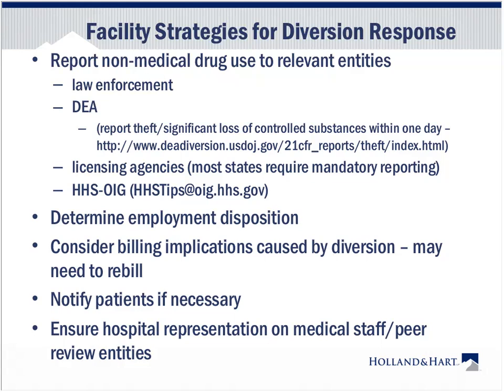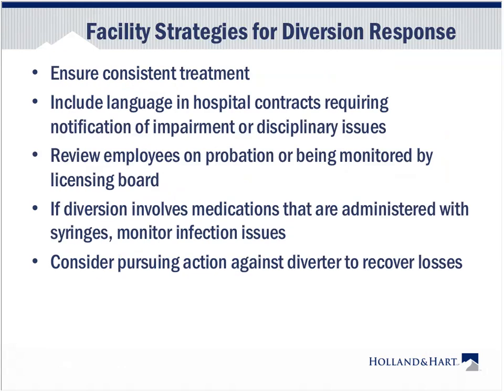Ensure that you have hospital representation on medical staff and peer review entities that are looking at healthcare providers that are doing the diversion. Ensure consistent treatment: if you suspect a diversion, treat all of the suspects the same. Include language in hospital contracts requiring notification of impairment or disciplinary issues. Review employees that are on probation or being monitored by a licensing board. Review them more carefully. Keep an eye on that.